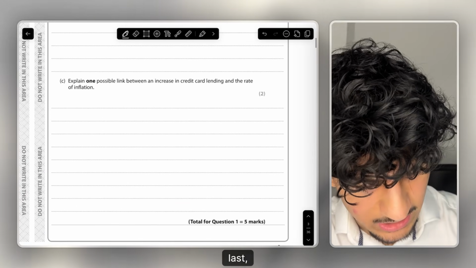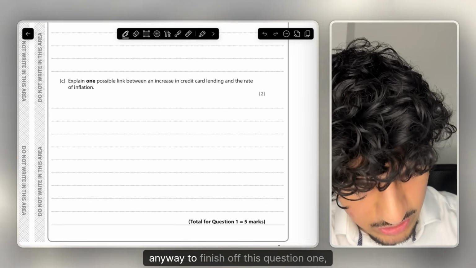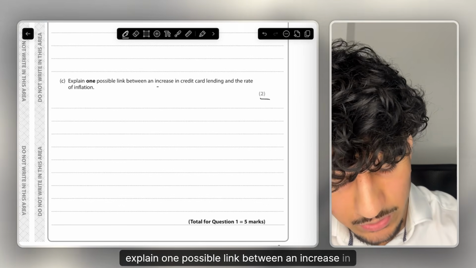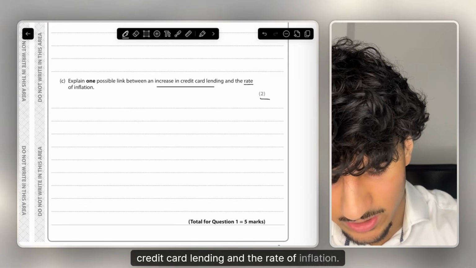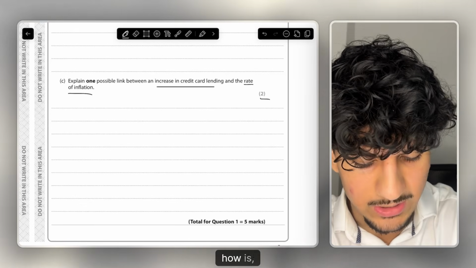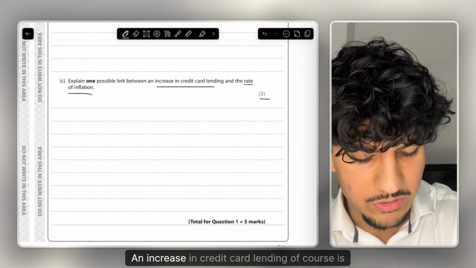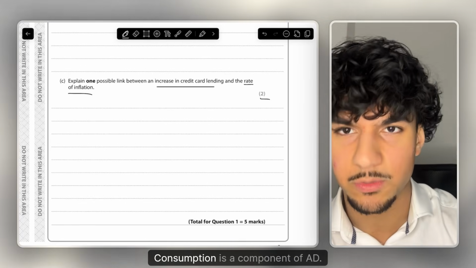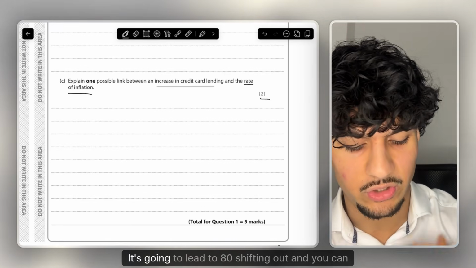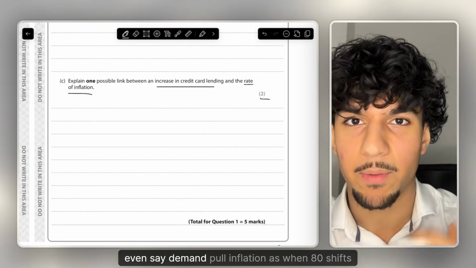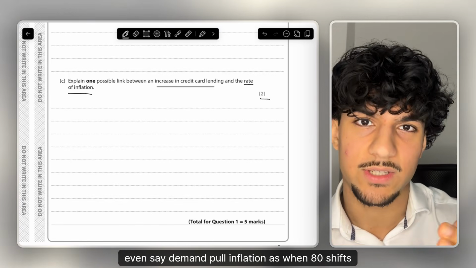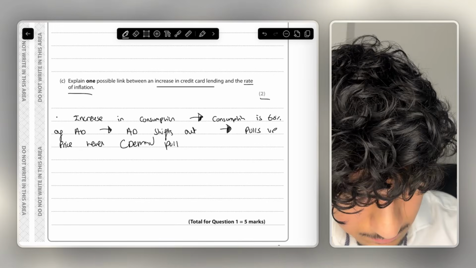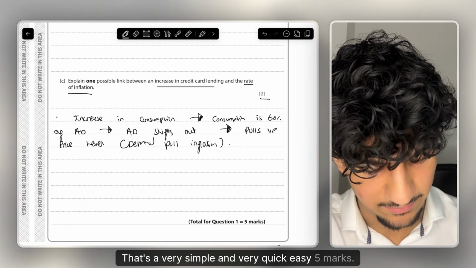Now, to finish off this question 1, the last 2-mark question: explain one possible link between an increase in credit card lending and the rate of inflation. That sounds really easy. How are we going to link that together? An increase in credit card lending, of course, is going to lead to an increase in consumption. Consumption is a component of AD. It's going to lead to AD shifting out, and you can even say demand pull inflation, as when AD shifts out, it pulls up demand, therefore pulling up the price level. That's a very simple and very quick, easy 2 marks.